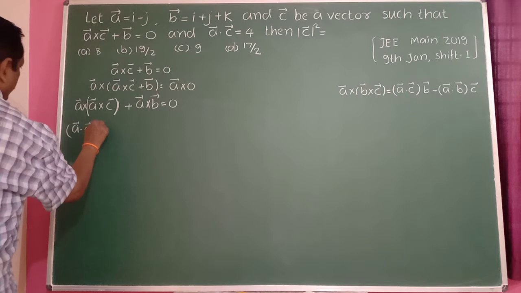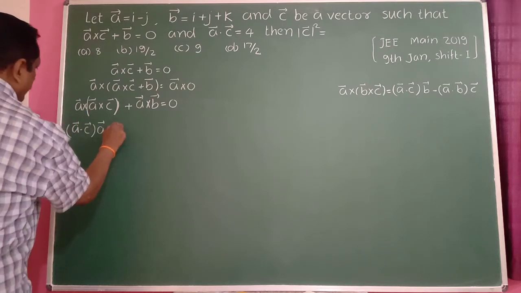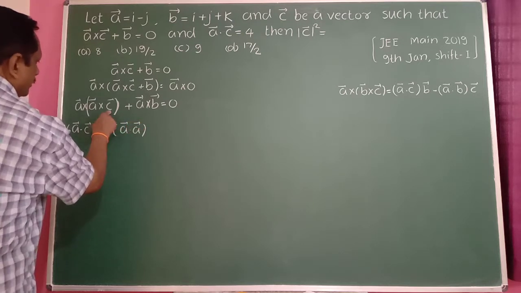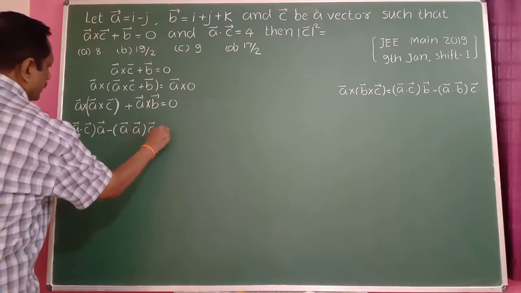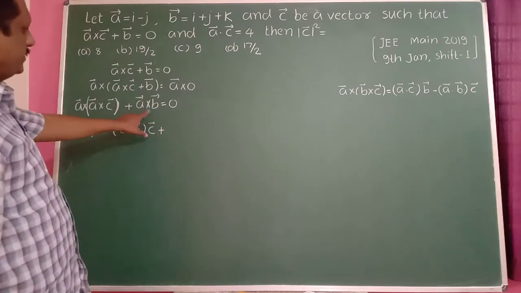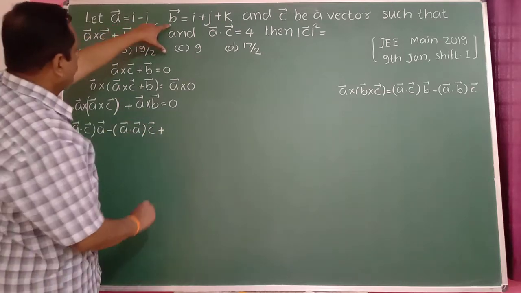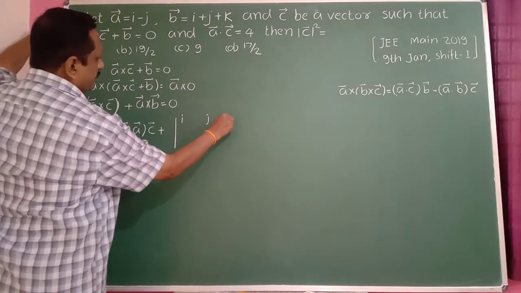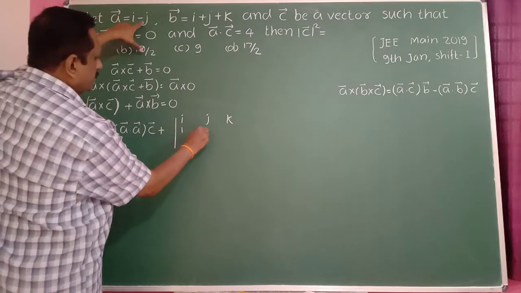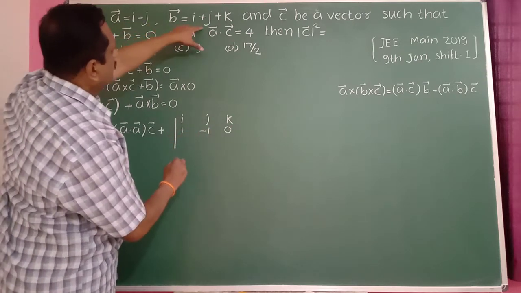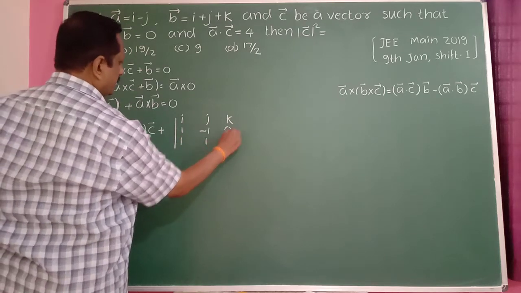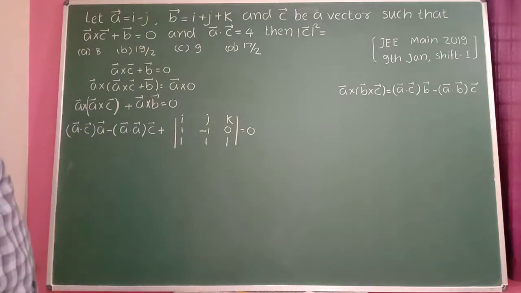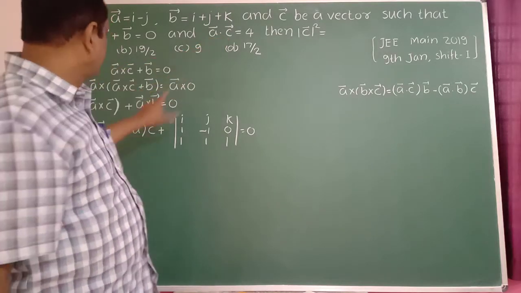Therefore, using that formula: (a bar dot c bar) into this vector a bar, minus (a bar dot a bar) into this vector c bar, then plus a bar cross b bar. They are already given the a bar and b bar vectors. So a bar cross b bar is the determinant of i j k, 1 minus 1 0, 1 1 1, that is equal to 0. A bar dot c bar is already given.